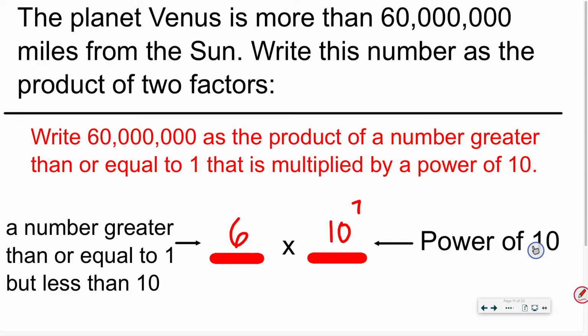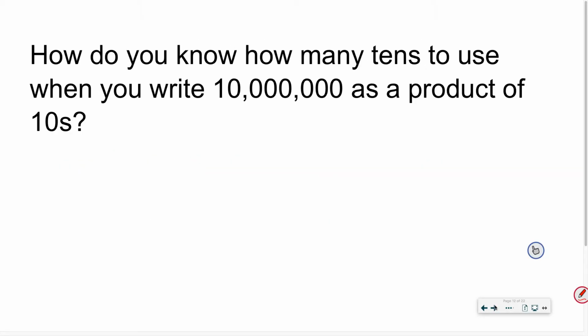You could break it out. Yeah, I can actually break it out. I can multiply 6 times 10 times 10 times 10 times 10 times 10 times 10, and that would be 60 million. So how do I know how many tens to use when I'm writing 10 million? Like, how did I know that it was 10 to the 7th? You divided 10,000. All those zeros.